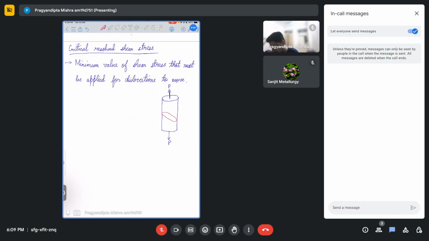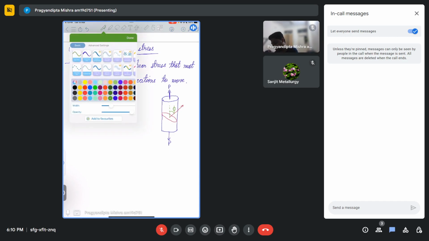Let's say that the normal to this plane is inclined at an angle phi from the load direction, because the load is acting perpendicular to the top and bottom faces. So if we take an angle from the load direction, the normal to the plane is acting at an angle phi from the load direction. And let's say that this is the plane on which the dislocation will move or slip will occur.